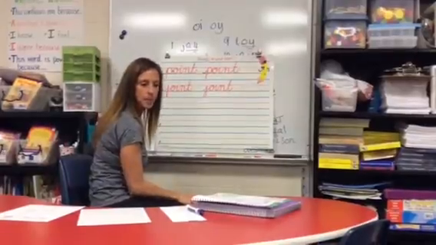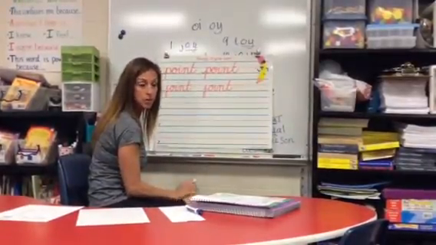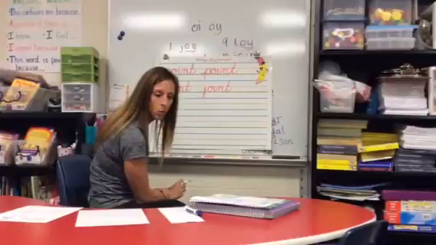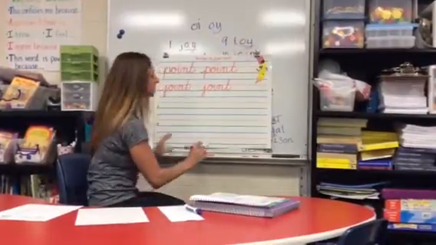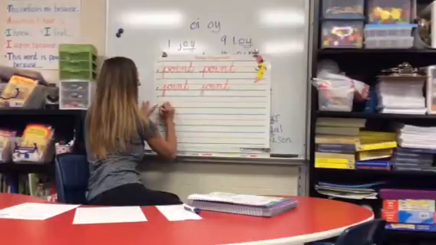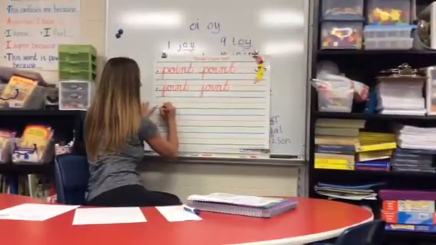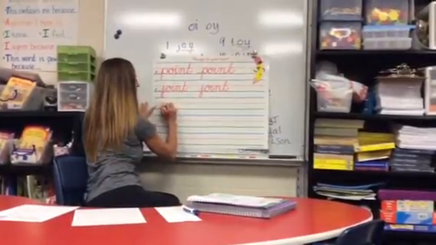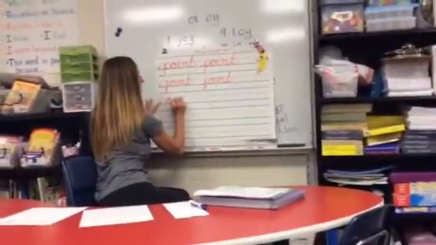Okay, make sure you wrote that two times. Okay, we're going to do oil, coin, and noise. Okay, oil. So oil, we're going to start up at the bottom green line, go up to the red and around, back around, put your hook.